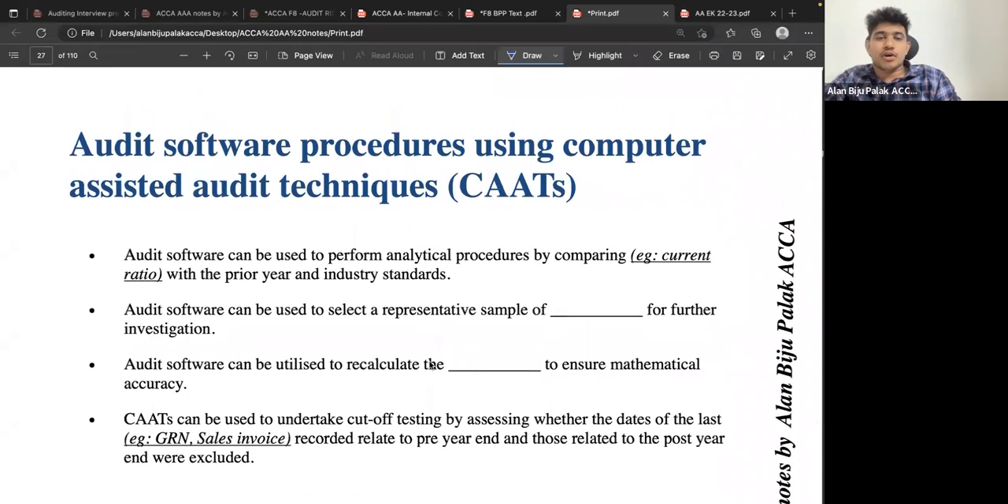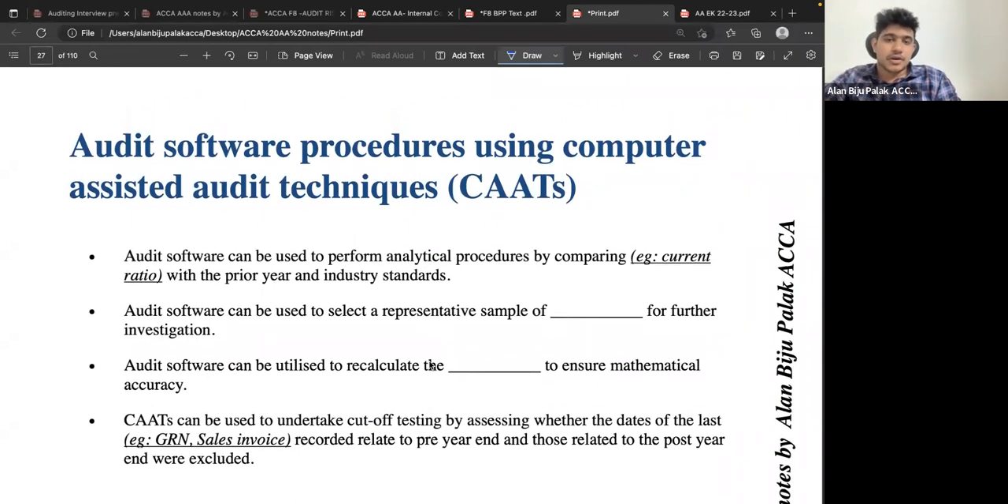You might be asked to provide software procedures by using CAT, or computer assisted auditing techniques. If you get a question to write the computer assisted auditing techniques, then you can use 4 major points there. You can use the CAT for performing analytical procedures, for selecting a representative sample, for recalculation, and for cutoff testing. So these are the 4 things you can perform by using CAT: analytical procedures, representative sample selection, recalculation, cutoff testing.